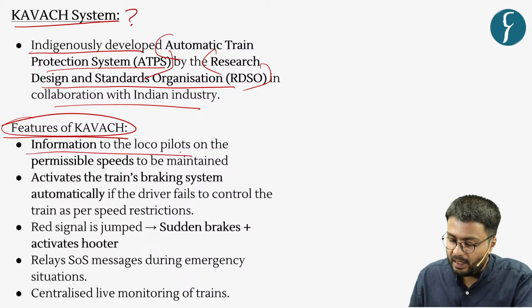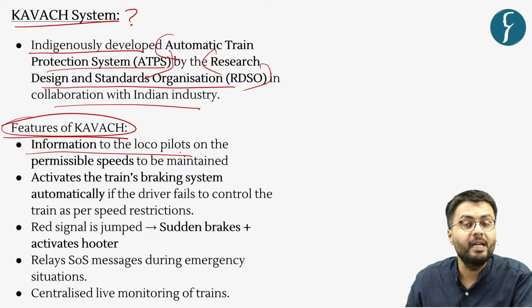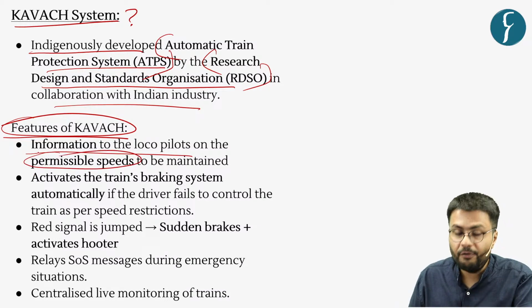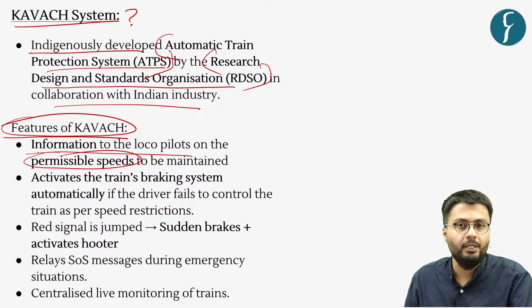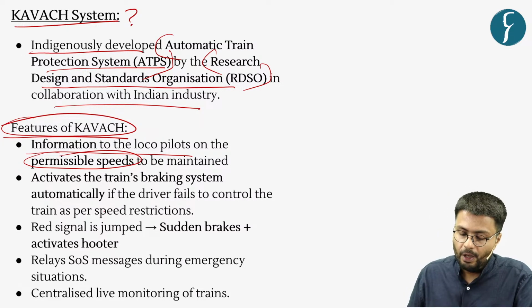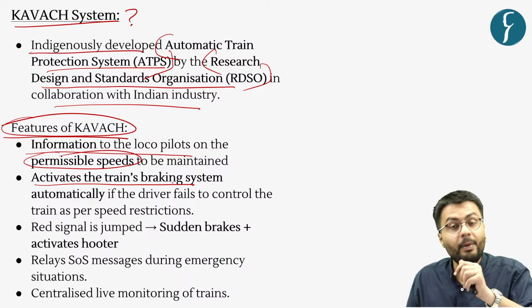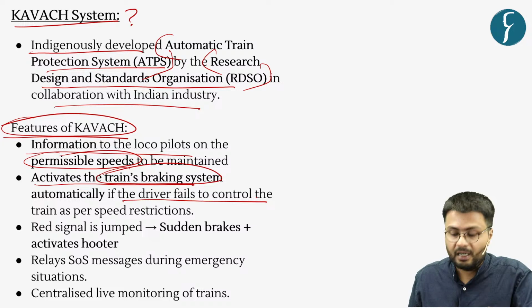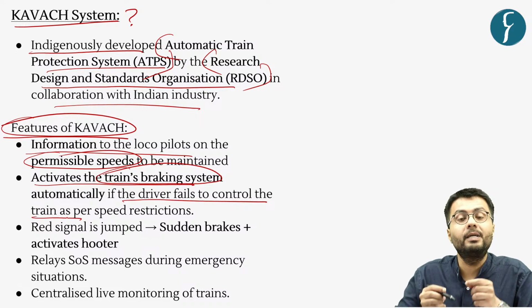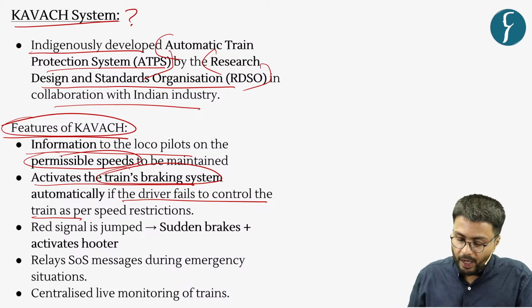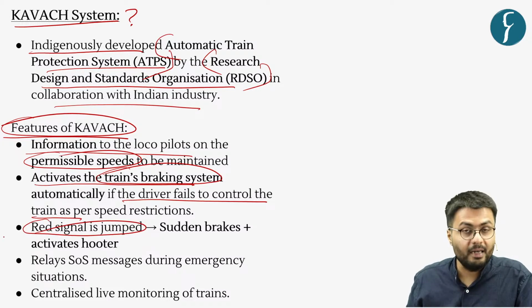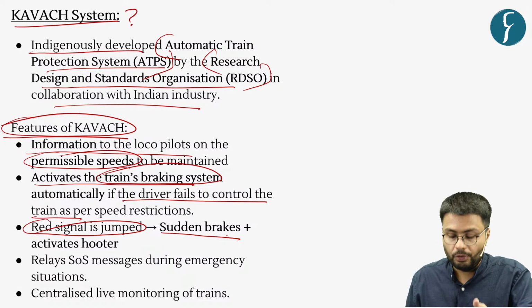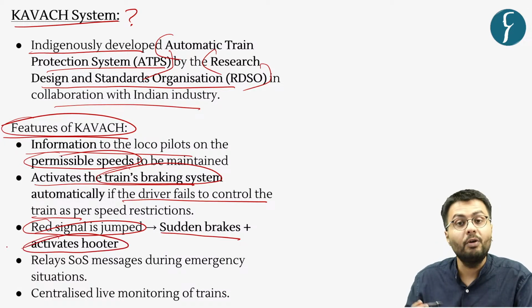First, the information is provided to the loco pilots in the form of what kind of permissible speed they should operate their trains at. Further, this system automatically activates the train's braking system if the driver fails to control the speed as per the restricted speed. Further, in case the driver jumps the red signal, this system automatically applies the brakes to the train in addition to activating the hooter.